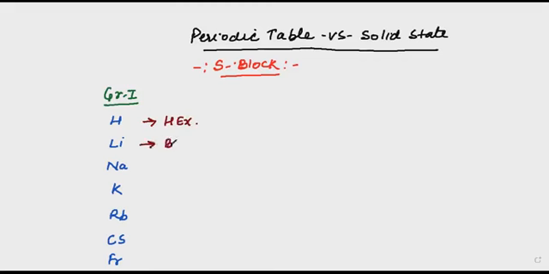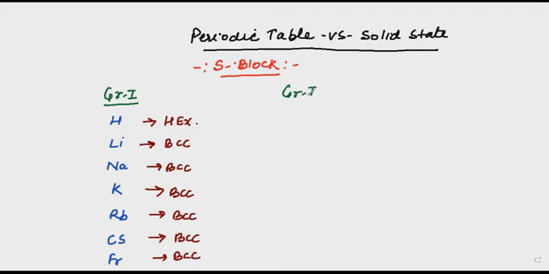Lithium is always a BCC crystal. Sodium is also BCC. Now potassium is also BCC. Now rubidium is also BCC type. Now cesium is also BCC, and francium is also BCC. Clear? It means here we find the different types of elements in a group. Group 1A elements are actually belonging to BCC except hydrogen. Clear? So you remember like that.